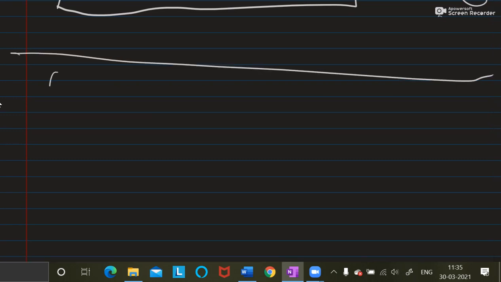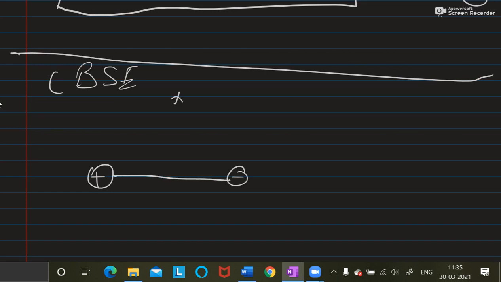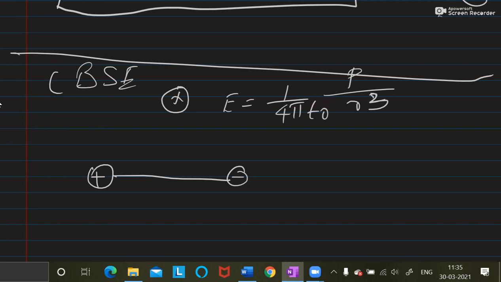It's a CBSE question, a 3 marks question. So we have a dipole here, it is plus, it is minus. We found the electric field here is equal to 1 divided by 4 pi epsilon naught P divided by r cube. Already I said how to find the electric field in the axial line. Tell me what is the electric field in the axial line. In the last class we learned this: 2P divided by 4 pi epsilon naught r cube.